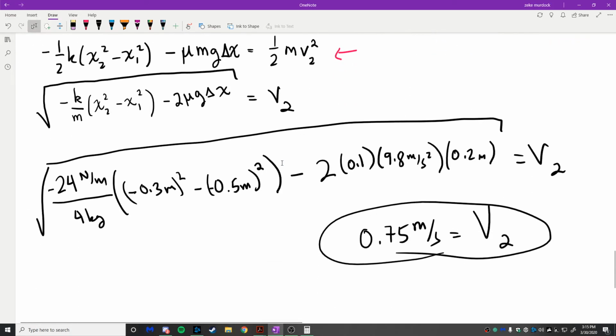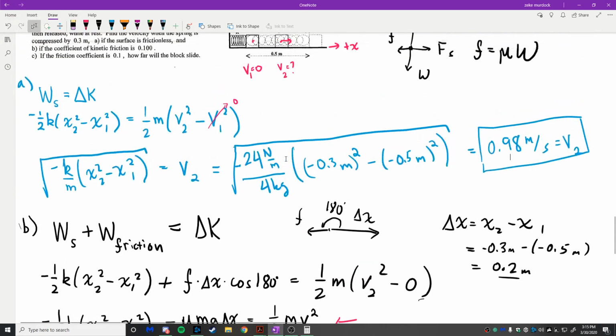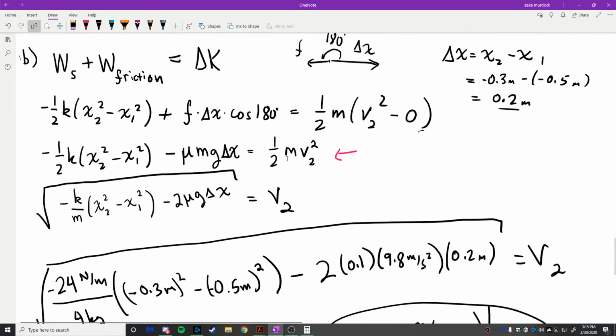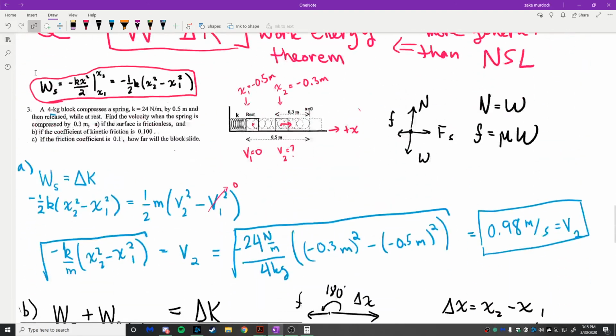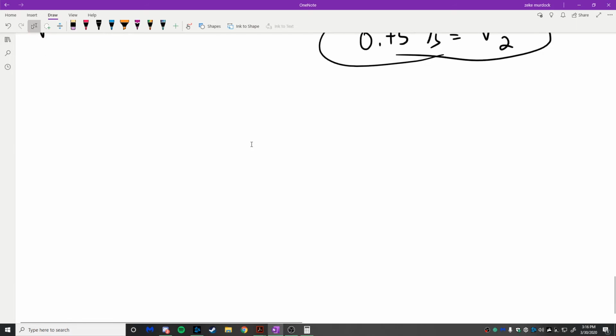Okay, so one more part to this problem. We now want to calculate, if the friction coefficient is 0.1, how far will the block slide? That's what we want to figure out now. The idea is that if we compress the block, maybe we draw a new picture for this part. So for part C, we have the initial position.